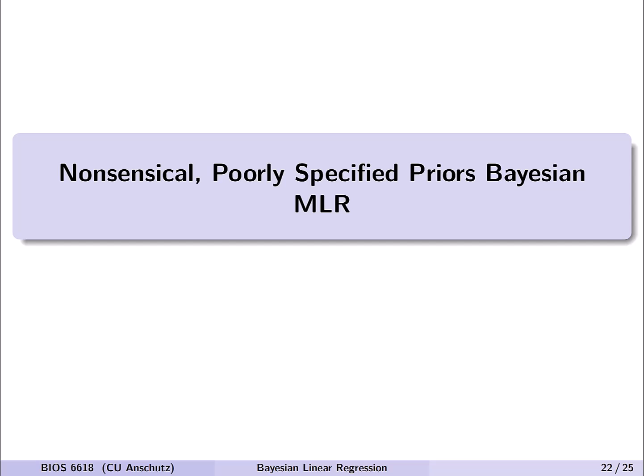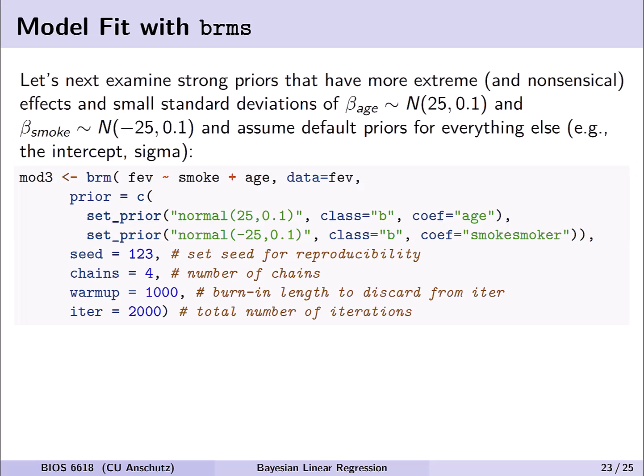However, this won't always be the case. We did note we were going to look at a nonsensical, poorly specified prior for the Bayesian MLR. For example, let's examine strong priors that have a more extreme and, quite frankly, nonsensical effect and small standard deviations: a positive 25 mean for the beta coefficient for age with a standard deviation of 0.1, and for smoking status, a decrease for smokers of 25 in FEV by liters and a standard deviation of 0.1 liters. We'll assume default priors for everything else, like the intercept and sigma.